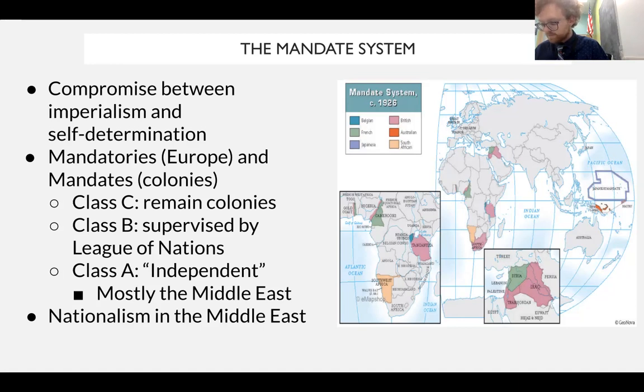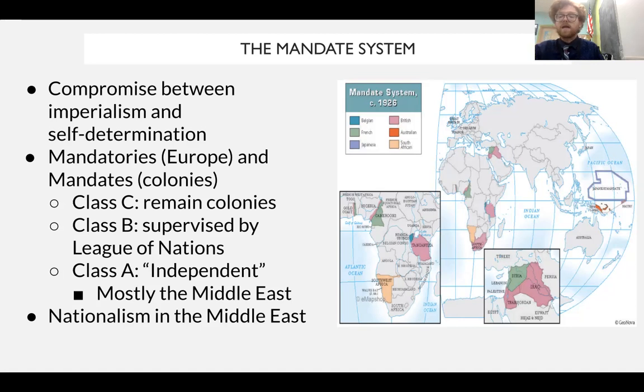A mandates. Well, the Class A mandates are going to be described by the League of Nations as having reached a stage of development where their existence as an independent nation can be provisionally recognized subject to the rendering of administrative advice and assistance by a mandatory until such time as they are able to stand alone. The wishes of these communities must be a principal consideration in the selection of the mandatory. What the absolute heck does that mean?